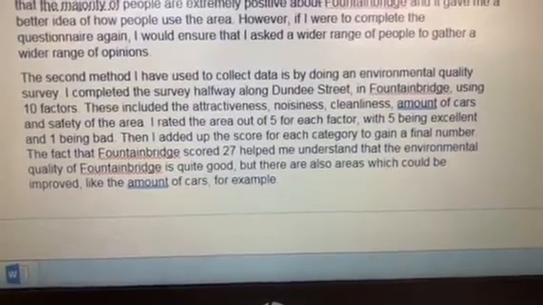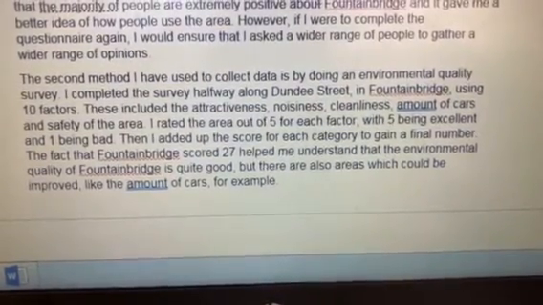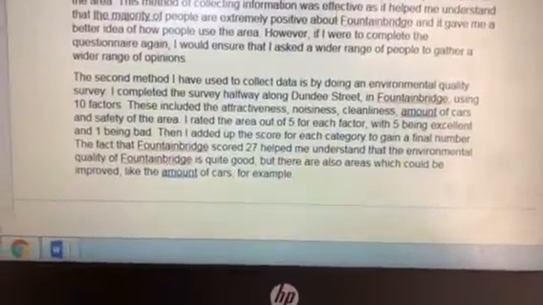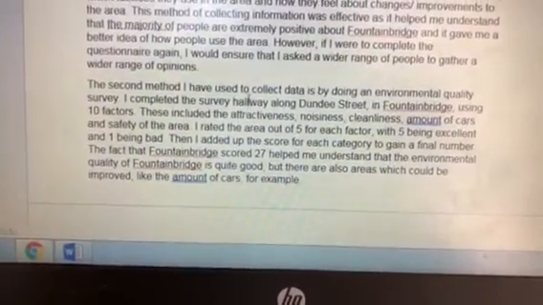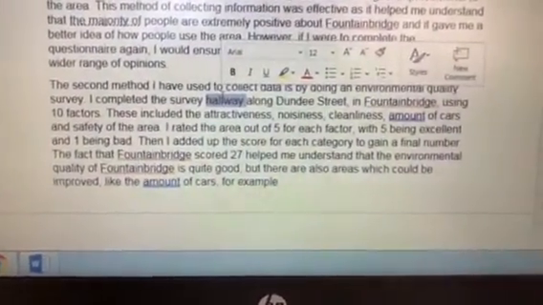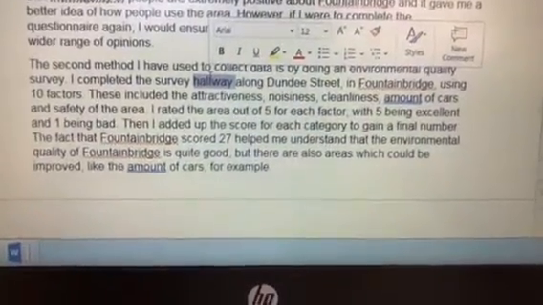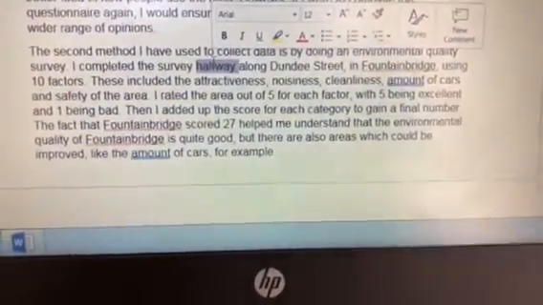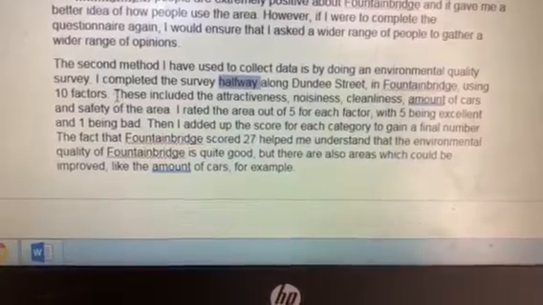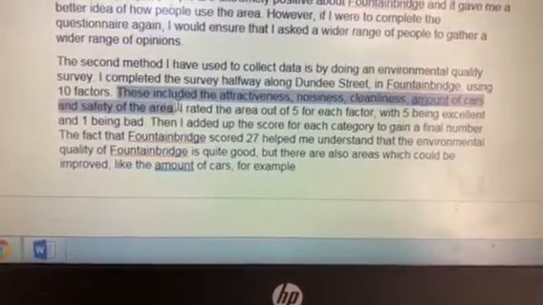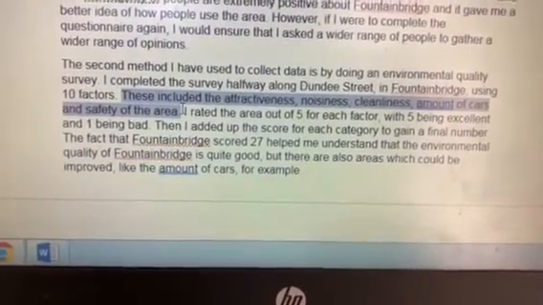So she has mentioned Dundee Street. I completed the survey halfway along Dundee Street. This is really good information here because she's very exact about where she went in Fountain Bridge, using 10 factors. Now, this is also very important because environmental quality surveys have different indicators you're measuring your environmental quality against.